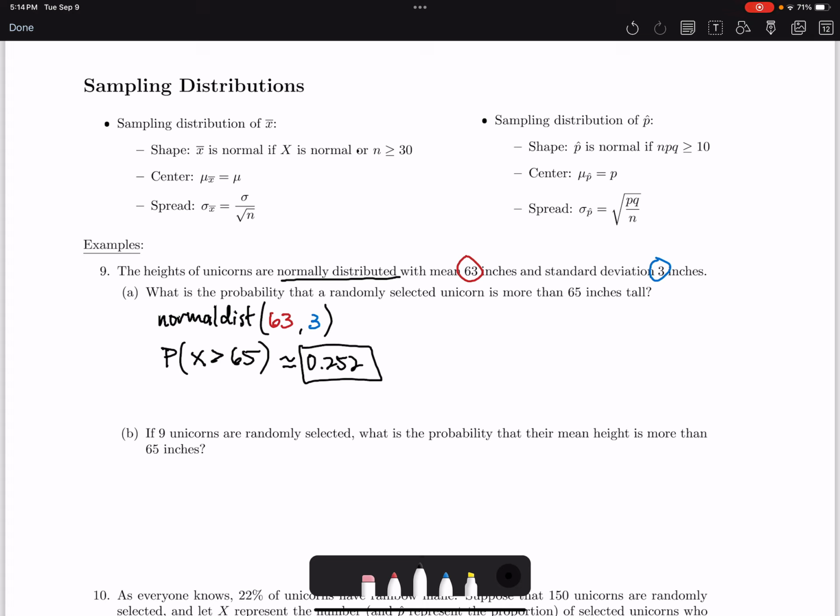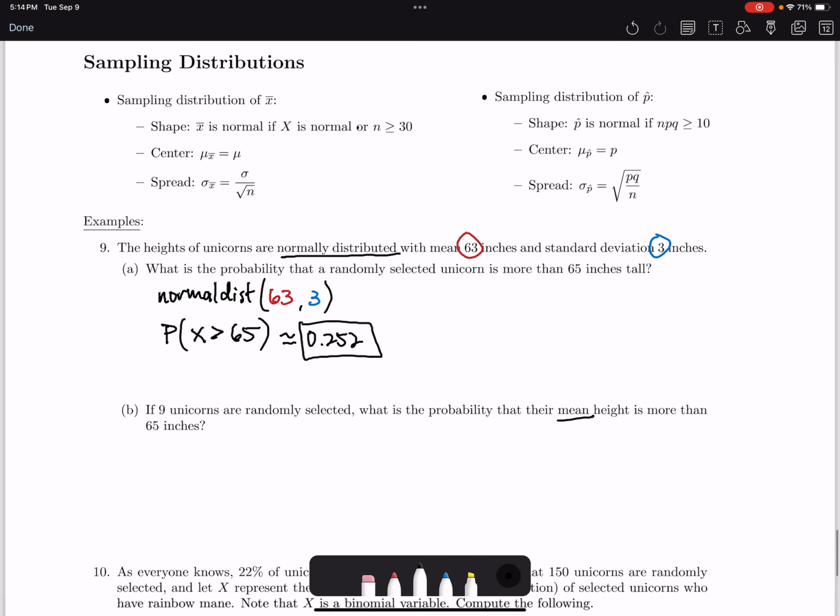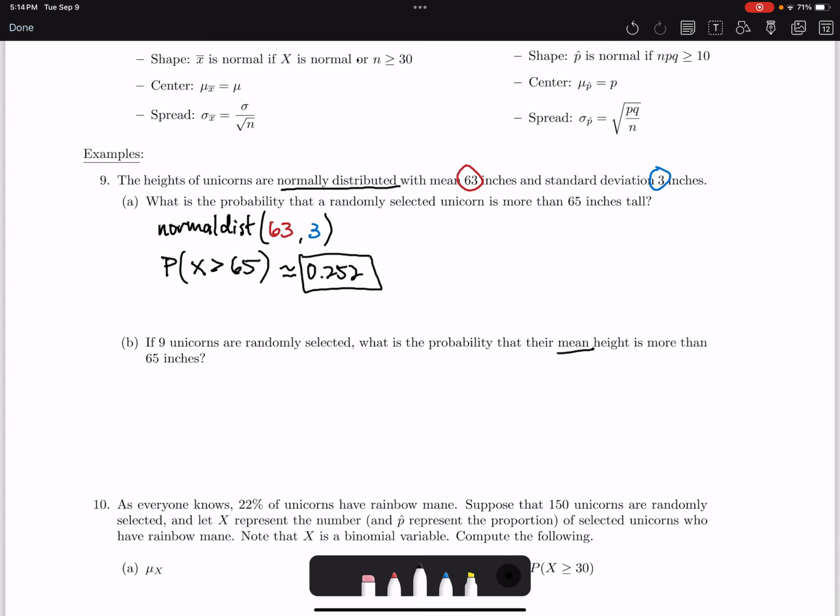Now part B says if 9 unicorns are randomly selected, what is the probability that their mean height is more than 65 inches tall? Okay, so this one is a sampling distribution problem because this time we're looking for a probability involving a mean height. In other words, we don't want the probability that a single unicorn is taller than 65 inches. We want to know the probability that an average of 9 unicorns is more than 65 inches. Well, the central limit theorem tells us that x bar is normal, so we can still use the normal distribution to compute this probability.